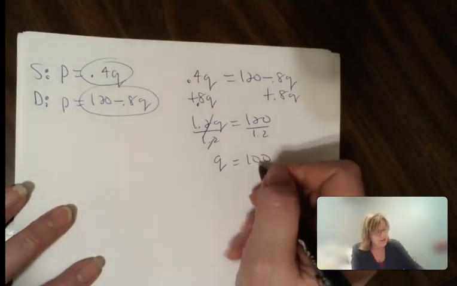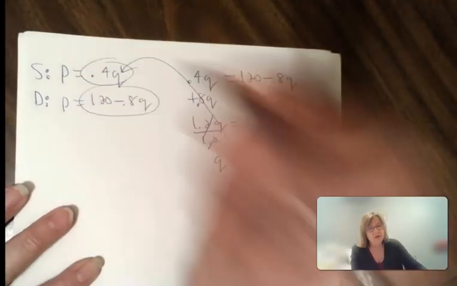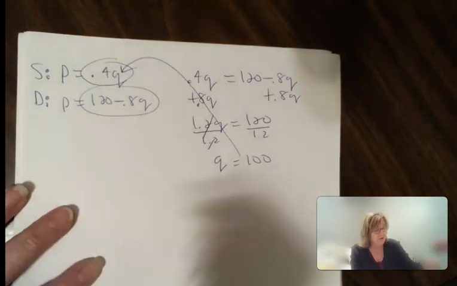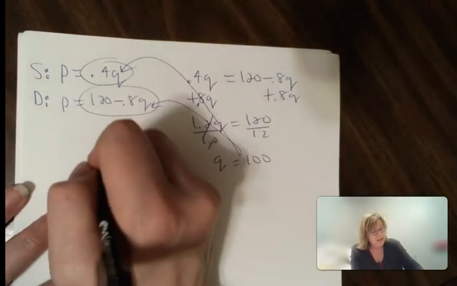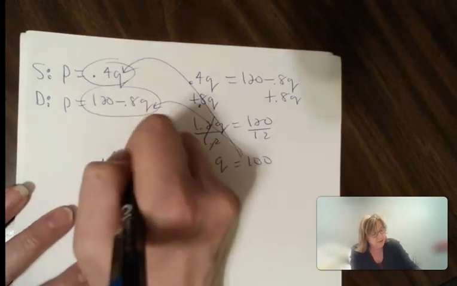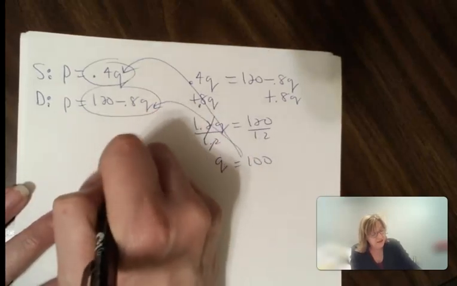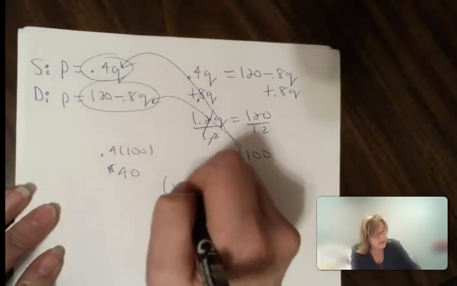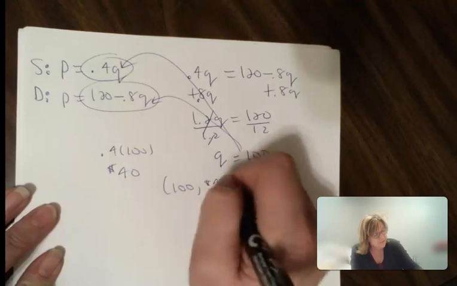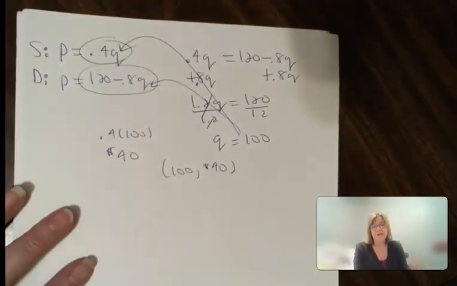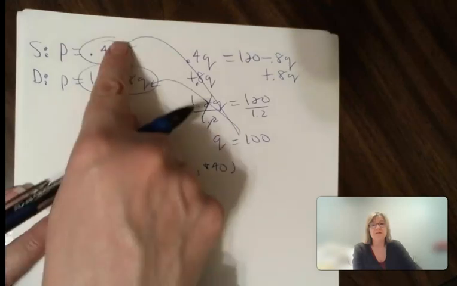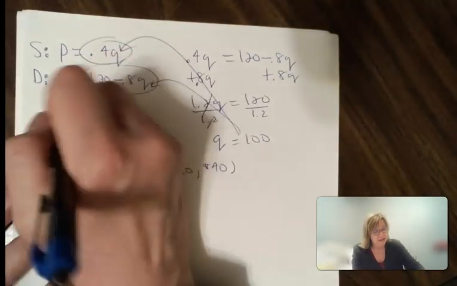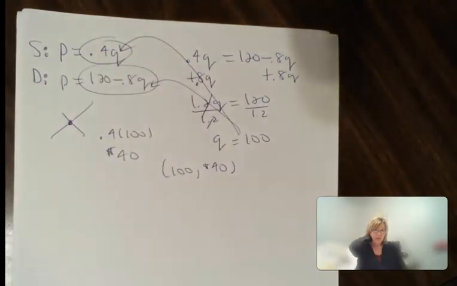So the quantity is that, and then I can substitute it into either equation, doesn't matter, and 0.4 times 100 would be $40. So if I made an ordered pair, it'd be 100 for my input, and then $40 for my output. The other way you could check this on Desmos is you could graph these, right? And see where they cross. That would be your equilibrium point. And you could do that as well.